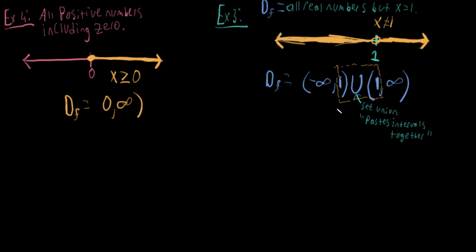So over here, we wanted to not include it, so we used a parentheses. Over here, we're going to use a bracket. And what this bracket means is that we want to include it. So we want to include 0 in this. So this is all the numbers from 0 to infinity inclusive, if you want to say it using that sort of verbiage.